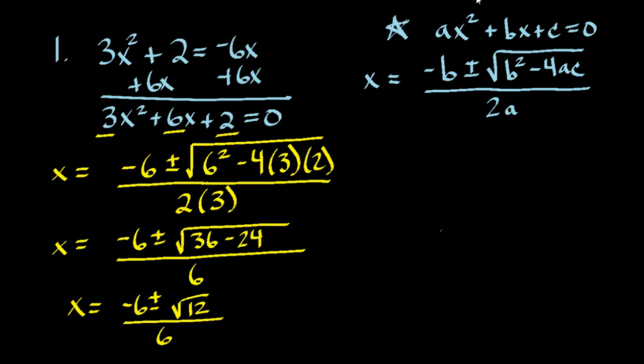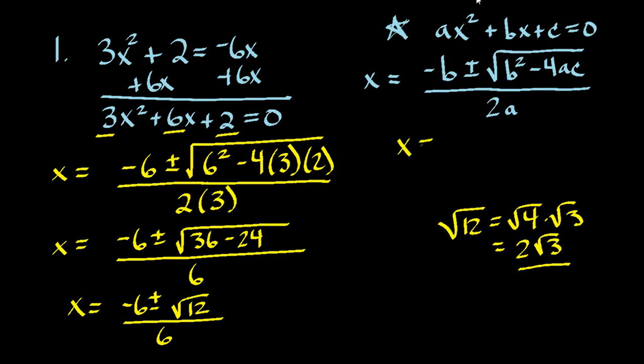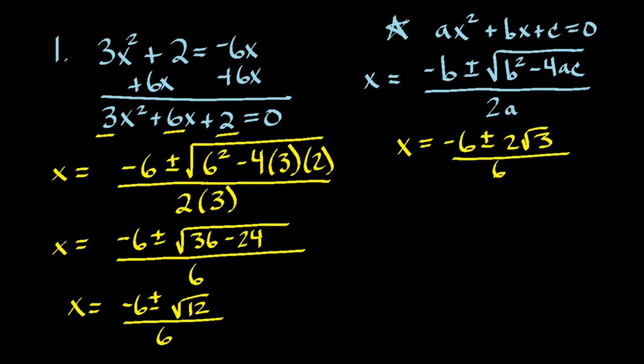Now you might recall that square root 12 is the same as square root 4 times square root 3, and since 4 is a perfect square, we can take the square root of 4, and that is 2. So square root 12 simplifies to 2 square root 3. I will substitute 2 square root 3 where the 12 was. Now there are a couple different methods of simplifying this fraction.